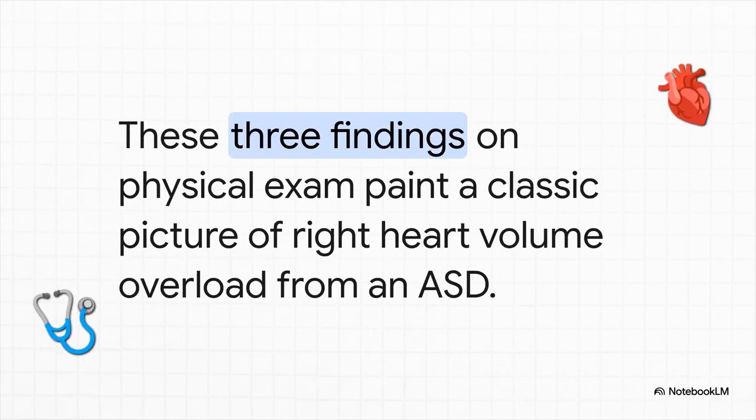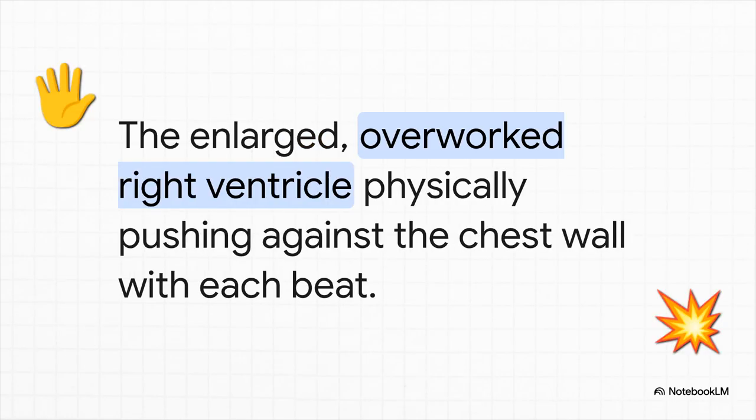Now for the fun part, the physical exam. Everything you find points directly back to that right heart volume overload. And there are three key signs that when you put them together, practically scream ASD. Okay, finding number one. Put your hand on the patient's chest, just to the left of the sternum. You might feel this thump, a right ventricular heave, or a parasternal impulse. That's literally the enlarged, overworked right ventricle slamming against the chest wall with every single beat.